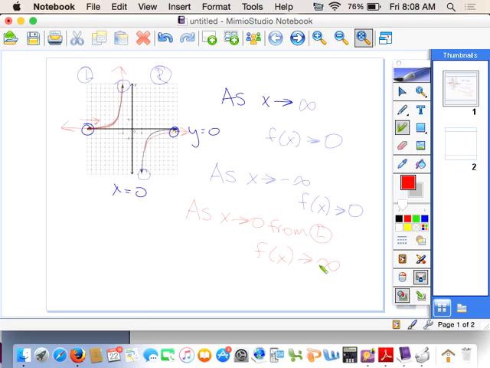Now we're going to approach 0 from the right. So as x approaches 0 from the right, we're moving in, what's happening? So as x approaches 0 from the right side of the graph, f of x approaches negative infinity. So we have 4 end behaviors because we have 4 arrows with this function.